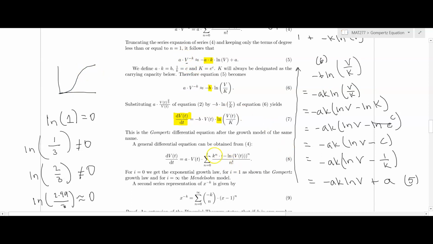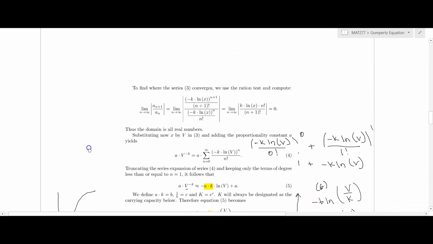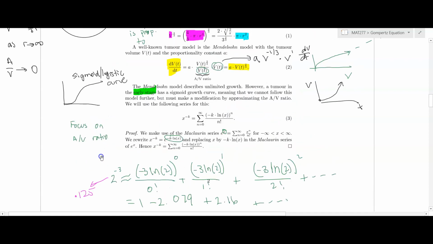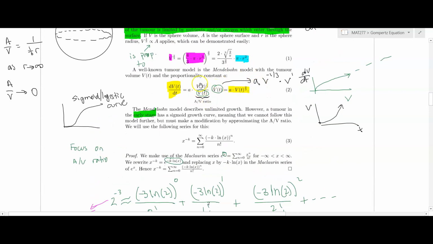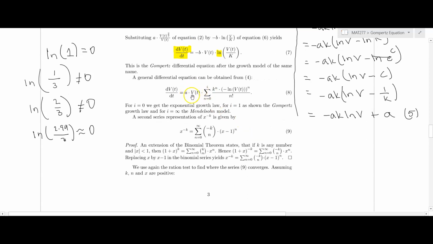So the fascinating part about this is that for i equals 1, if we only use the first term, by the way, where this all comes from is we just estimated a times v to the negative k, and a times v to the negative k was the result of this ratio here. So we still have a times v in this model. And so that's where that v came from. This is our approximation for that a to v ratio.